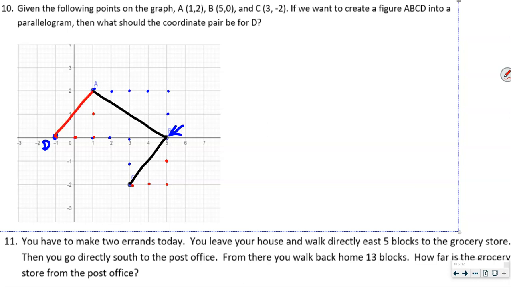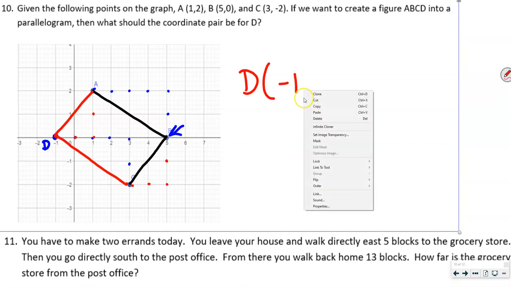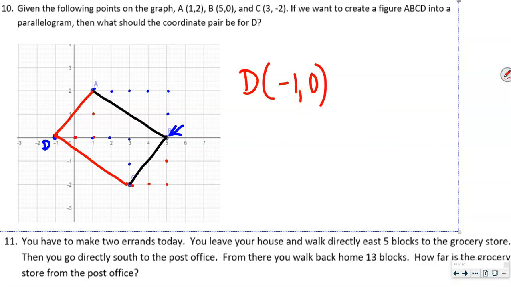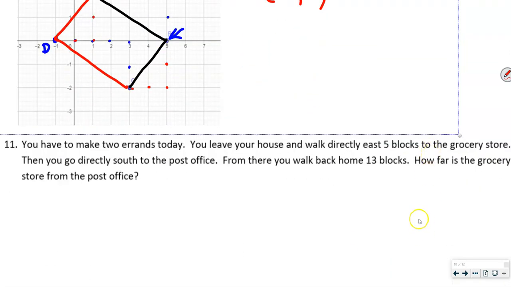And you can verify that by finishing the drawing if you wanted to, but D is going to be what point? -1, 0, okay? All right, for this next question, you need to draw it. That's all I'm going to say. It says you make 2 errands today.